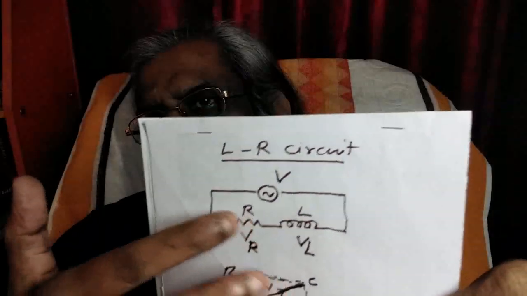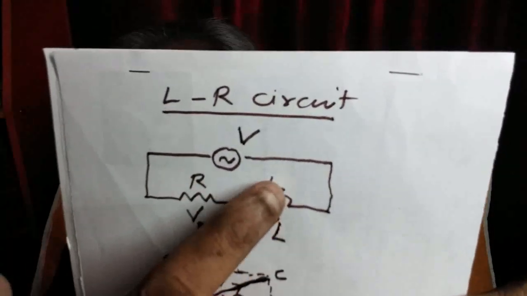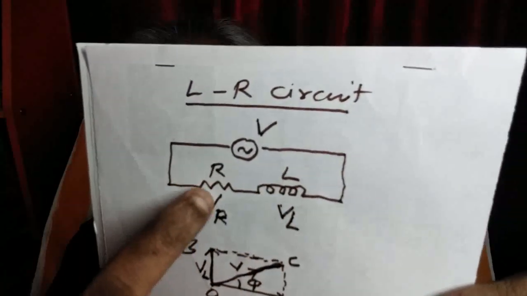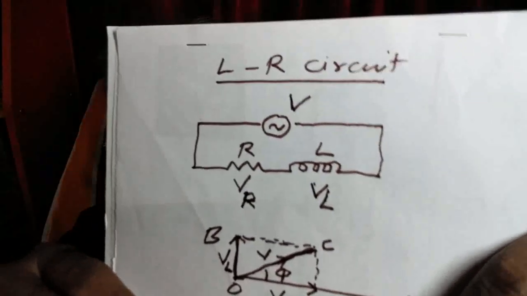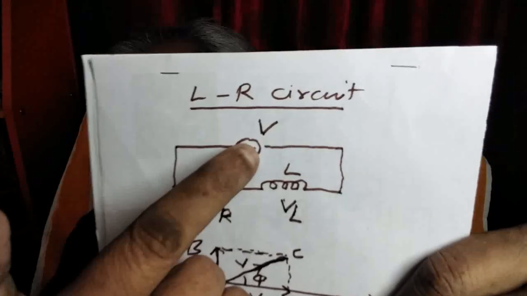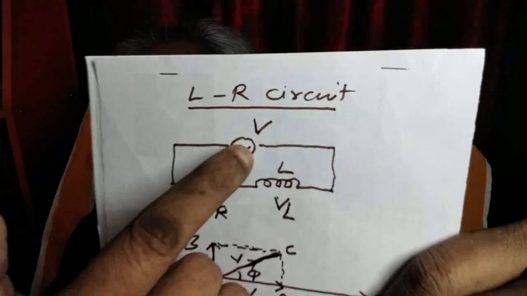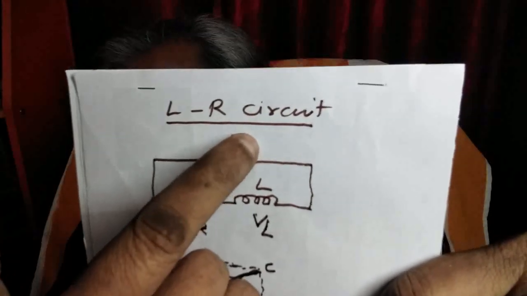Now we have to see combinations of various components connected across an AC source. First one is RL combination, resistance and inductance coil in series, and the combination is connected to an AC source. The RMS value of the AC source supplied voltage is V.